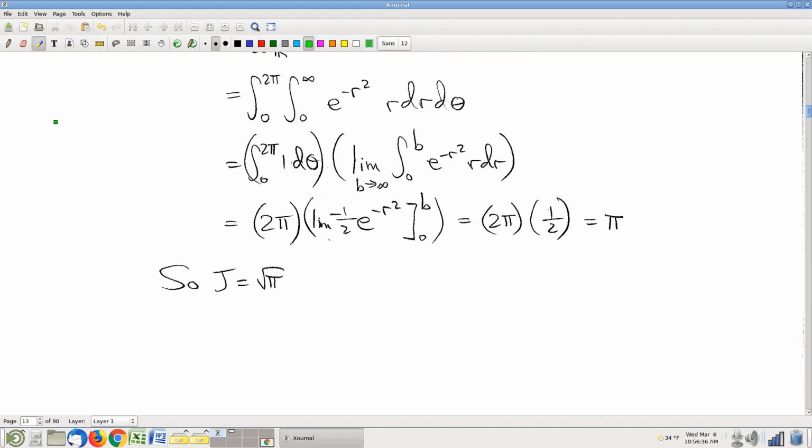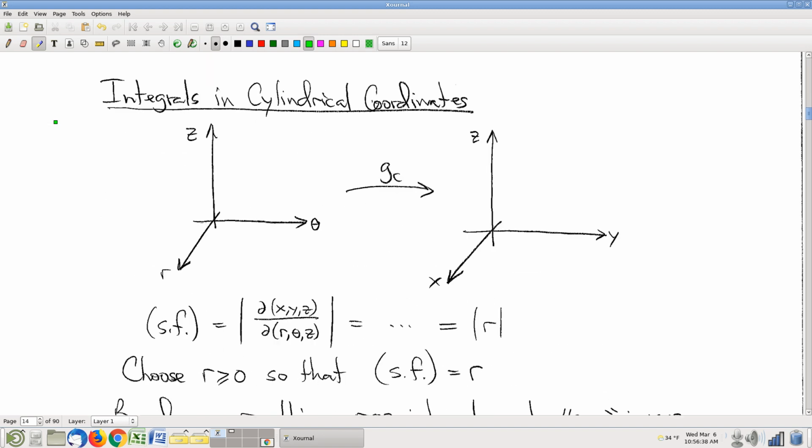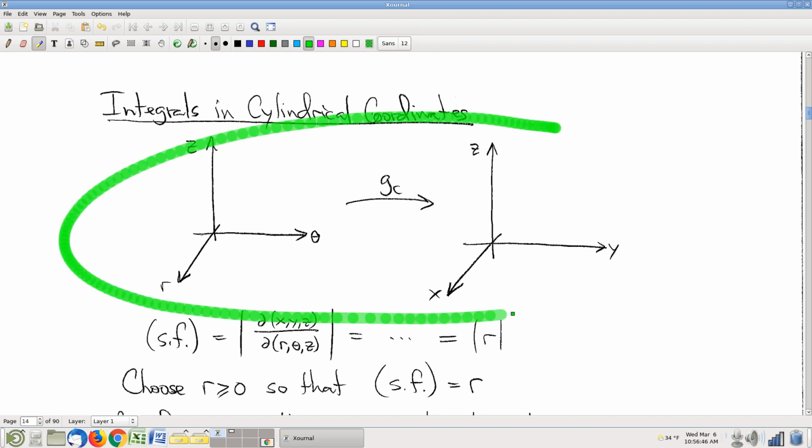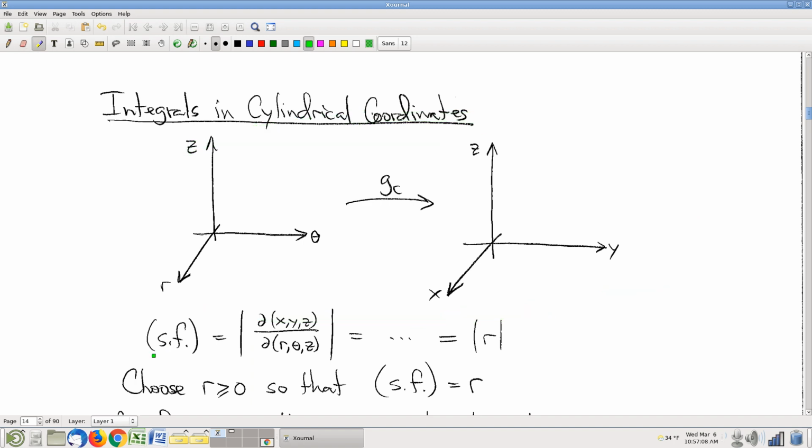Okay, so that's polar coordinates. We're going to do cylindrical coordinates now. This is another calculation that everyone should do. So recall, cylindrical coordinates you can think of as a function. You give me an r, a theta, and a z. The cylindrical coordinates function returns an x, a y, and a z, namely a point in xyz space. You can choose to view that as a change of variables function, in which case you can compute the stretching factor.